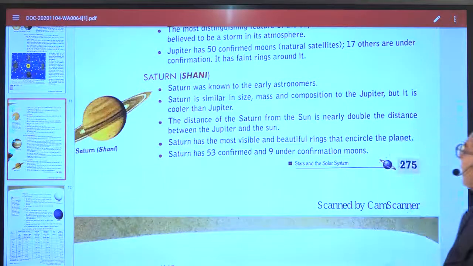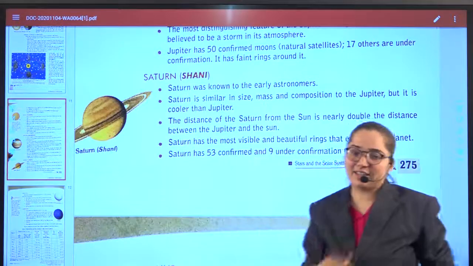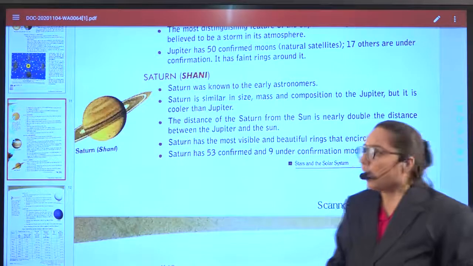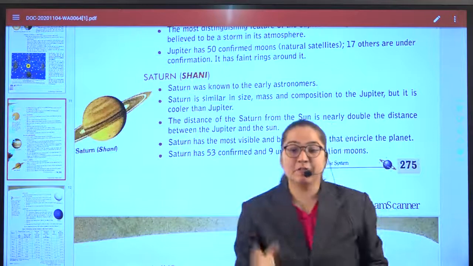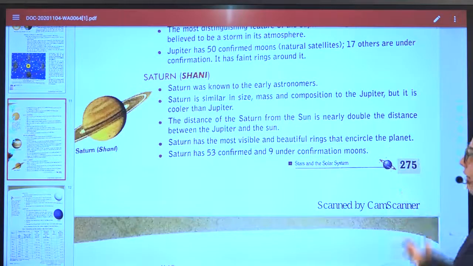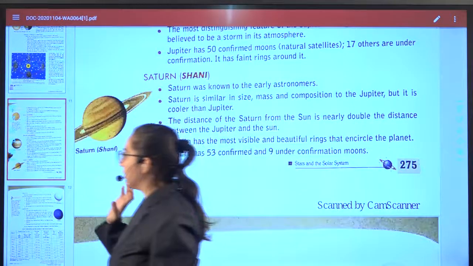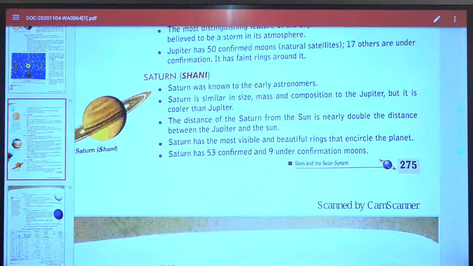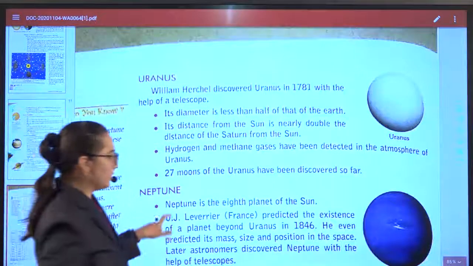Saturn is mostly visible, and the beautiful rings circling it add to its beauty. How many confirmed moons is it having? It is having 53 confirmed moons and 9 are under confirmation. Again, important points regarding Saturn. Read it once again, quickly. I hope you have read it.